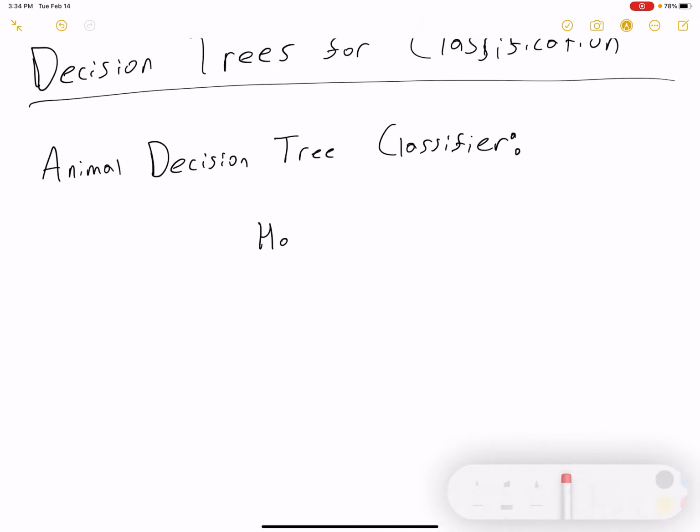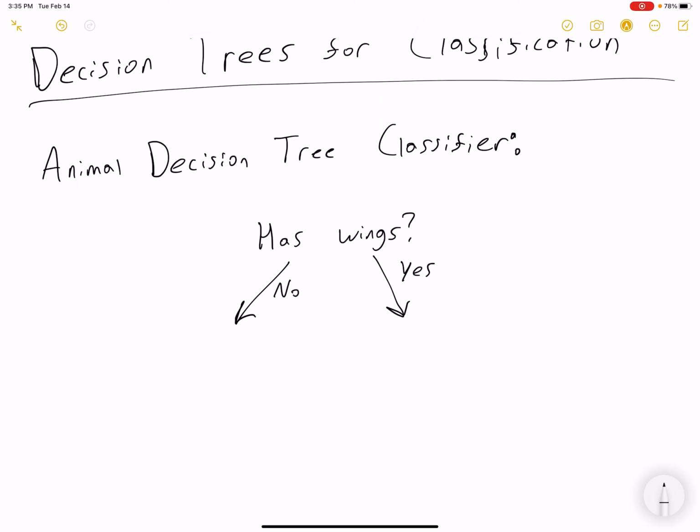I think I might be becoming dyslexic. Okay, so: has wings? They might not have wings, they might have wings, and if they have wings, then we can go ahead and classify it as a bird and be done. If it doesn't have wings, then we might look at a second feature.